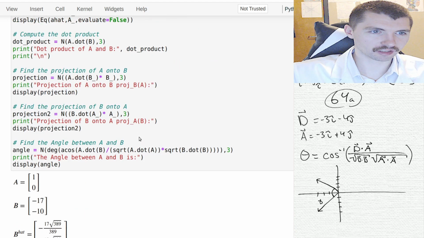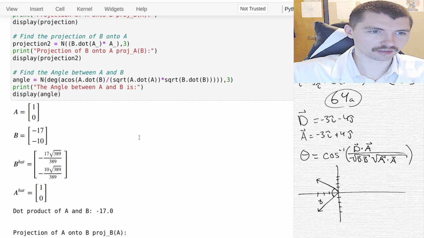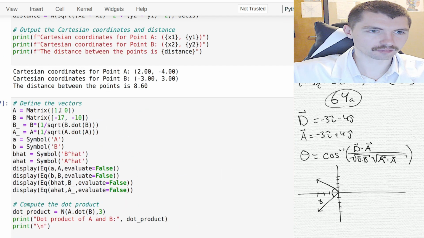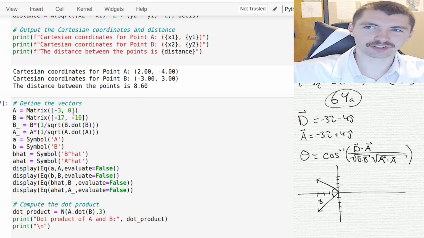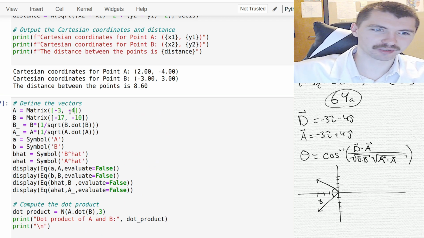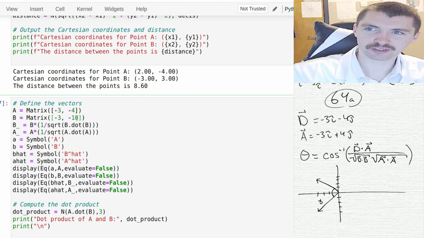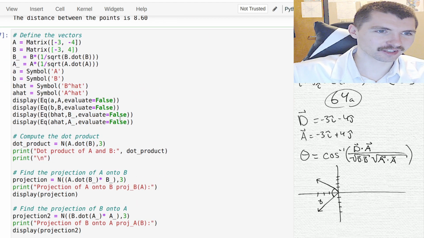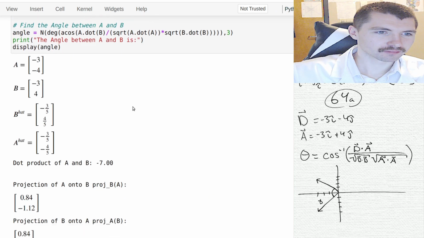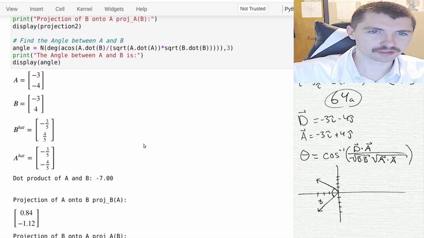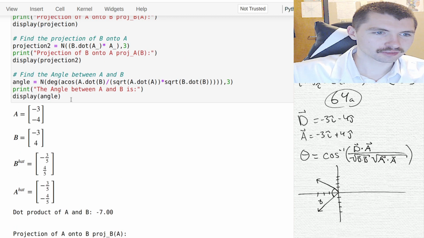Did I not plug in numbers right? Yeah, that would make sense. Okay. -3, -4. Man, that's embarrassing. Probably would help if I just put in stuff. Okay, so the angle is 106 degrees. That looks more reasonable.